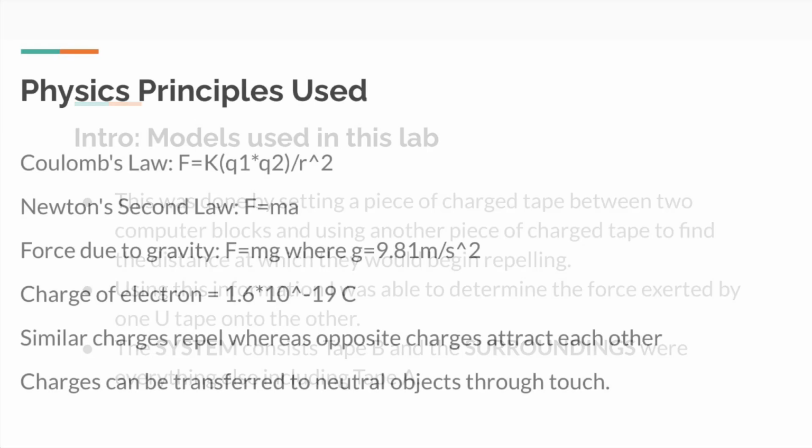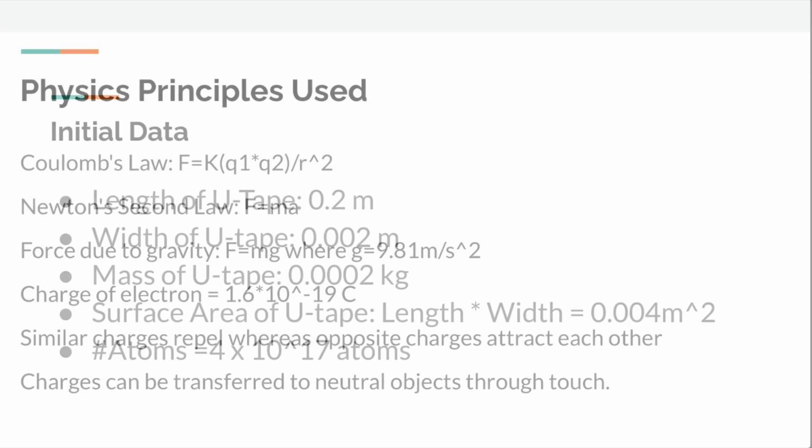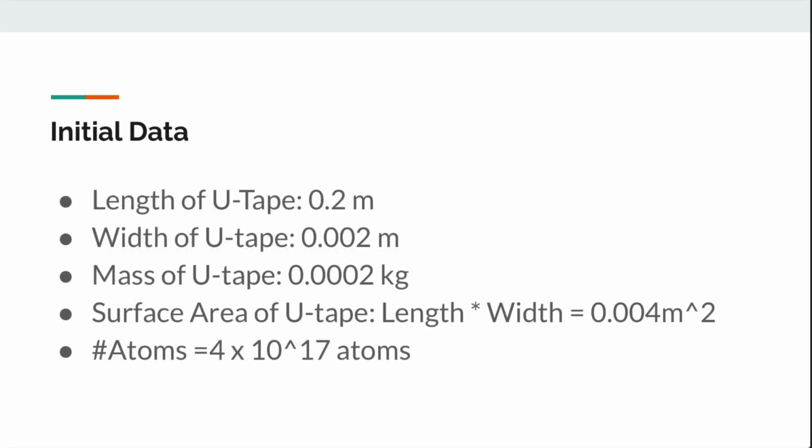The physics principles used were Coulomb's law, Newton's second law, force equals ma, force due to gravity, which we assumed is 9.81 meters per second squared, the charge of the electron, and that similar charges repel, whereas opposite charges attract each other, and charges can be transferred to neutral objects through touch. The initial data measured is that the length of the tape is 0.2 meters, the width is 0.002 meters, the mass is 2 times 10 to the negative 4th kilograms, the surface area is 0.004 meters squared, and there are 4 times 10 to the 17th atoms.